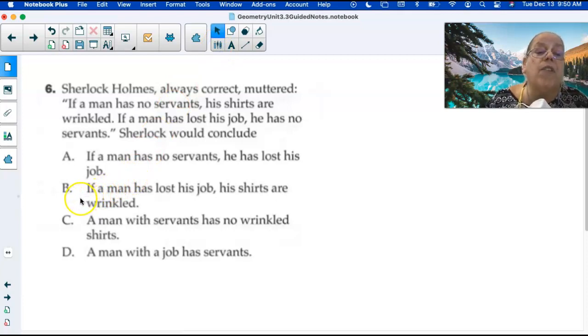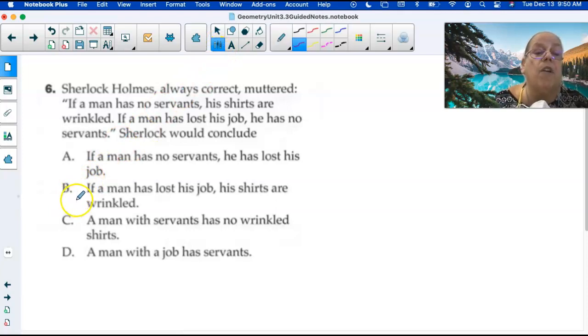And a man with no servants has wrinkled shirts? Not necessarily. What if he ironed them himself? What if he's a married man and his wife ironed them? What if he lives with Mama? And I would circle this. Okay, I'm going to circle it when I can, but we have the beach ball of death. But now I can circle it. Go me.